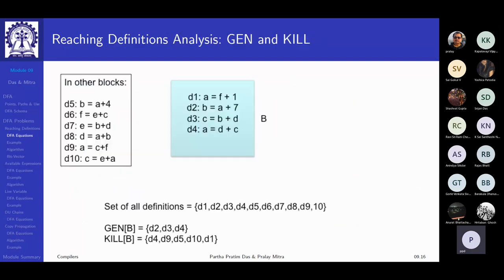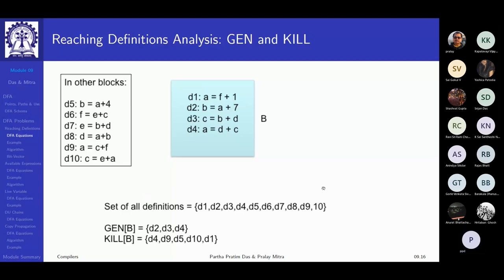These are the definitions we had. So just to give you a little bit of practice on the gen and kill sets. This is a basic block B, which has 4 definitions. And there are 6 other definitions in other basic blocks. This white box is not necessarily one single block. These are 6 definitions which could be in one block, in 2 blocks, or in 6 different blocks. Right? So what is my domain? My domain is the set of all definitions, D1 to D10. There are 10 definitions in the program.